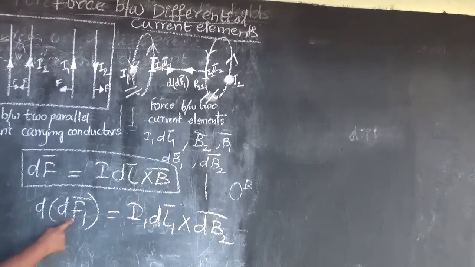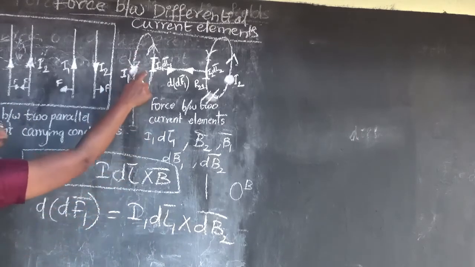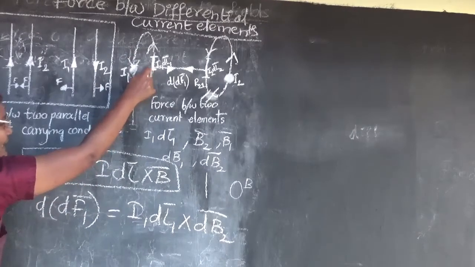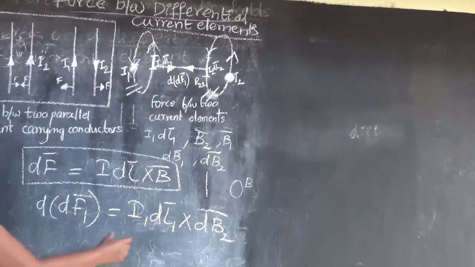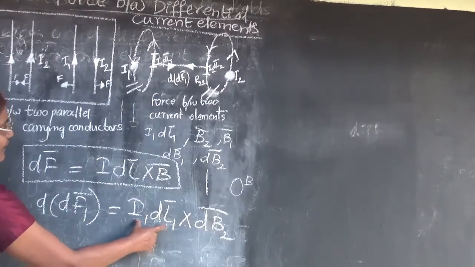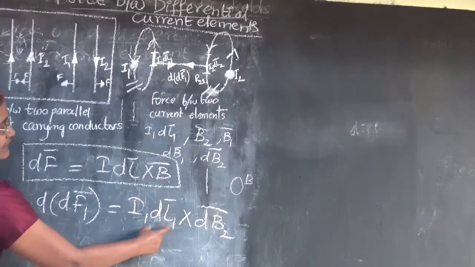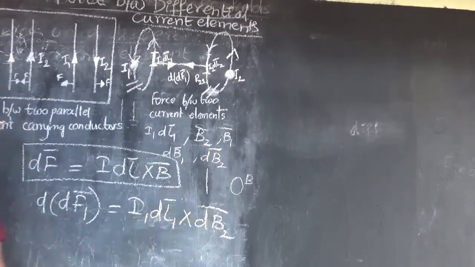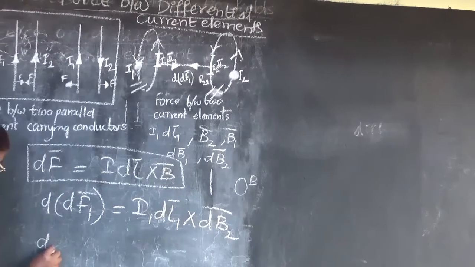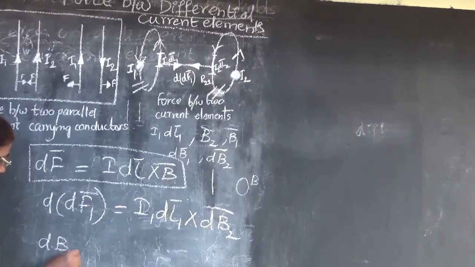d of dF1 bar, that is the force experienced by the first current element, is the first current element into dB2 bar. And now I want to find what dB2 bar is. You know that by Biot-Savart's law. What does Biot-Savart's law say? I will draw the picture here.